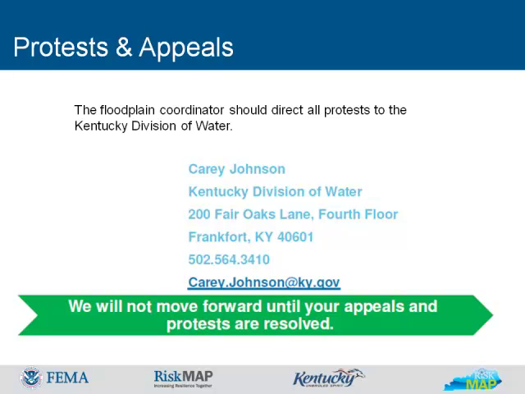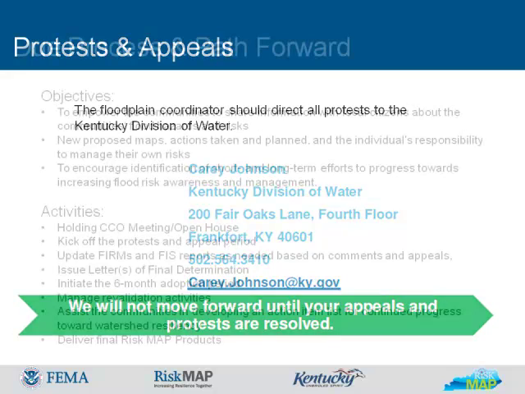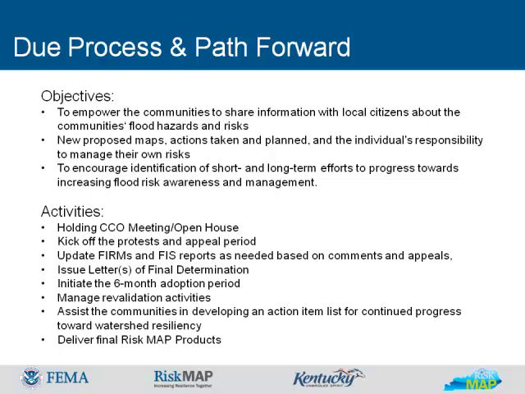The Kentucky Division of Water and mapping partners will evaluate all protests and appeals before final maps are presented to the community. After the conclusion of the protests and appeals period, letters of final determination will be sent to communities and the adoption period will commence. Final products, including regulatory and non-regulatory materials, will be delivered to the community.